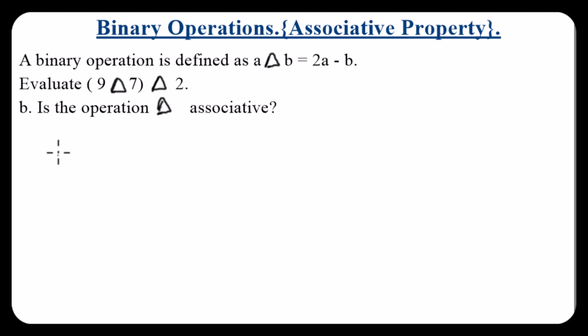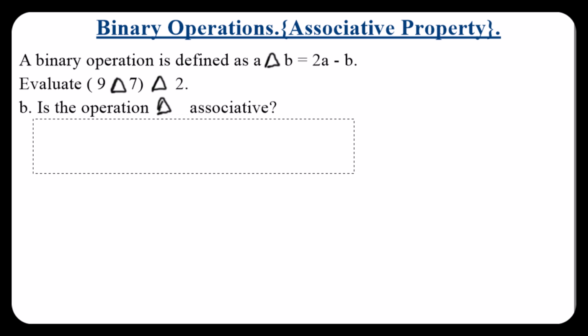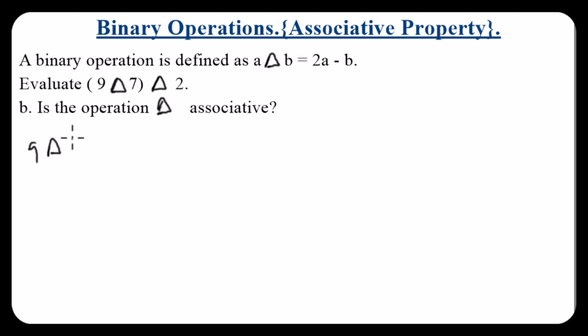We know that for any binary operation to be associative, it must mean that (A delta B) delta C must be equal to A delta (B delta C). So this is the expression we want to do. The question gave us this first part, so it's up to us to generate the second part of the expression. Let's start with the one the question gave us. That's quite easy. So (9 delta 7) delta 2.